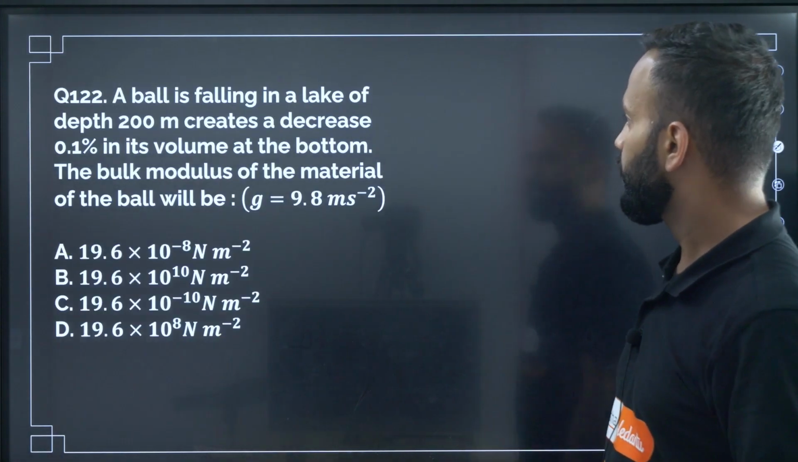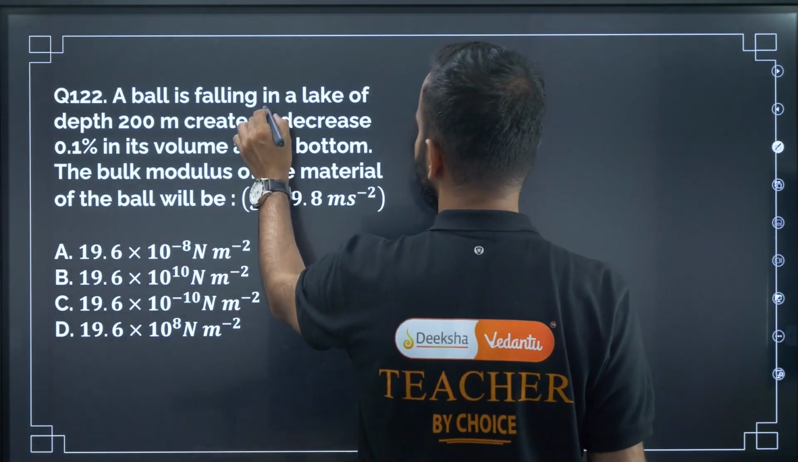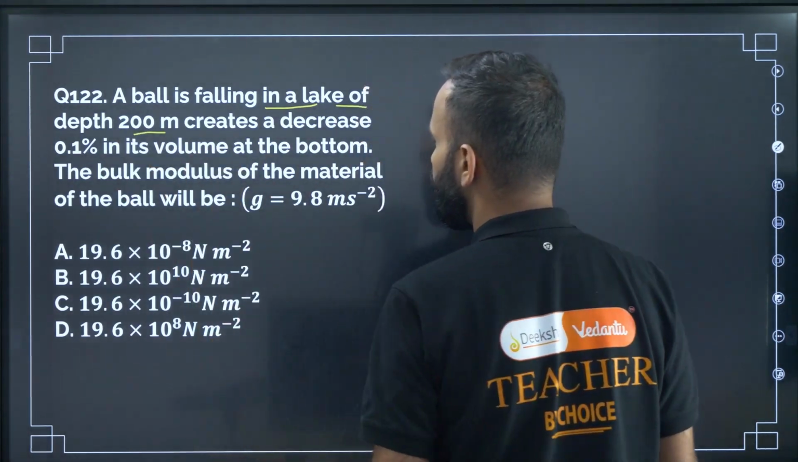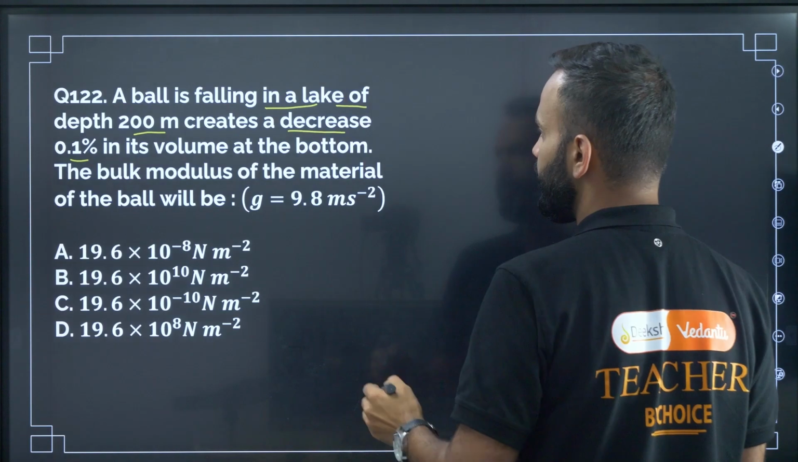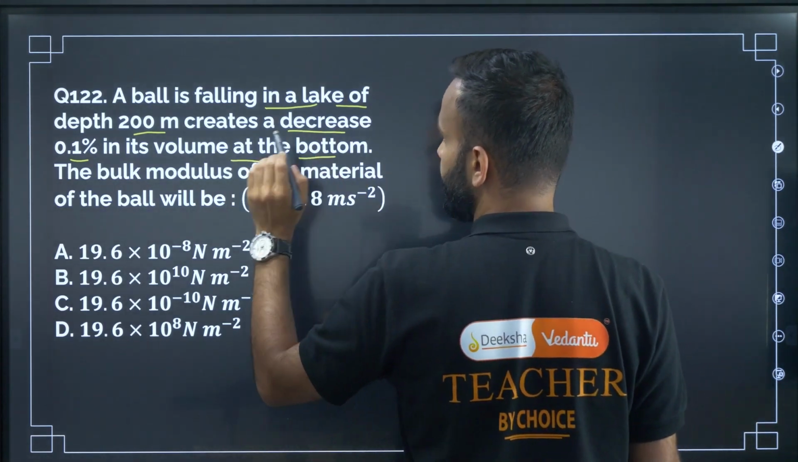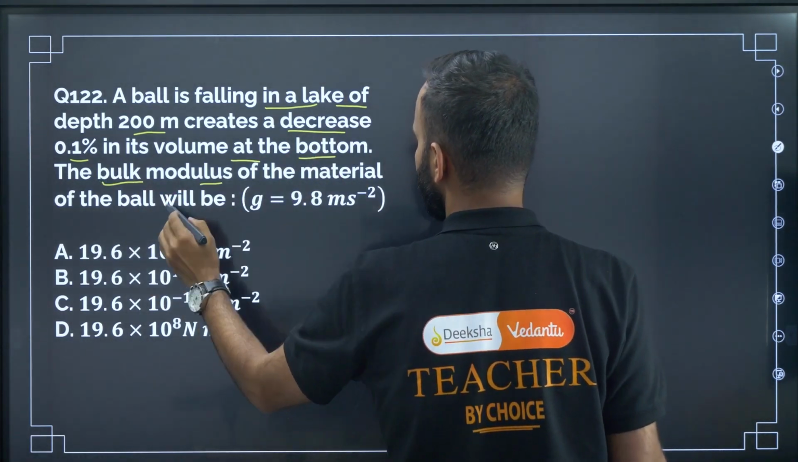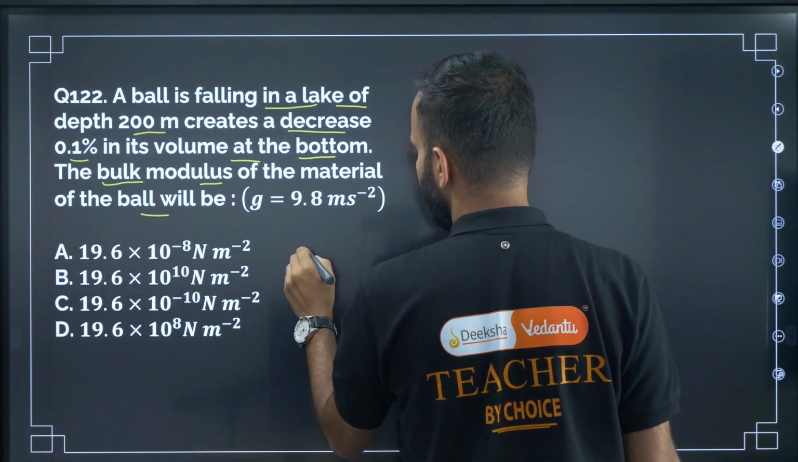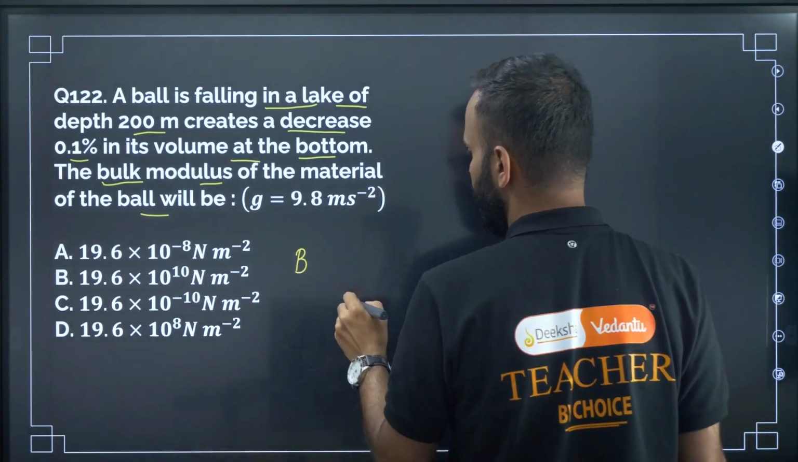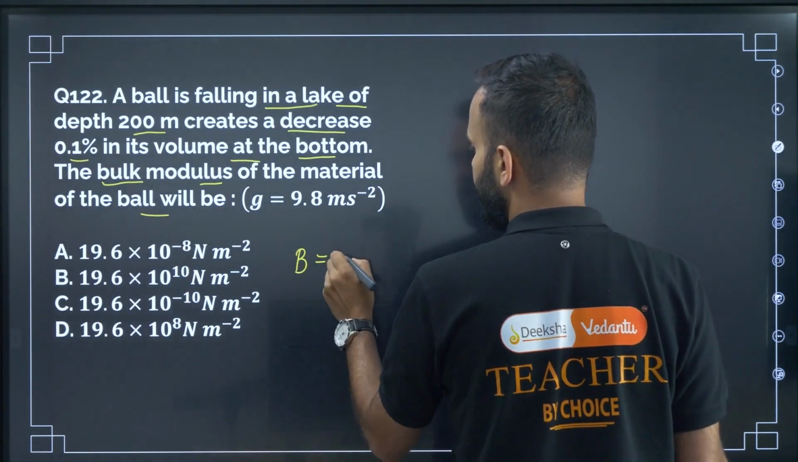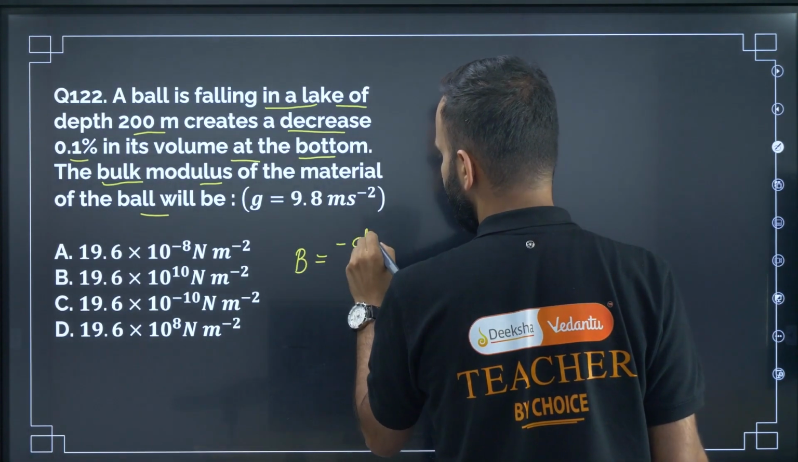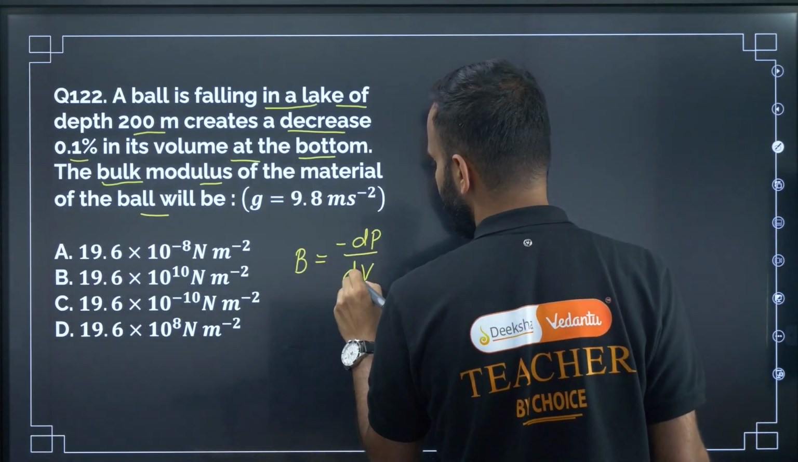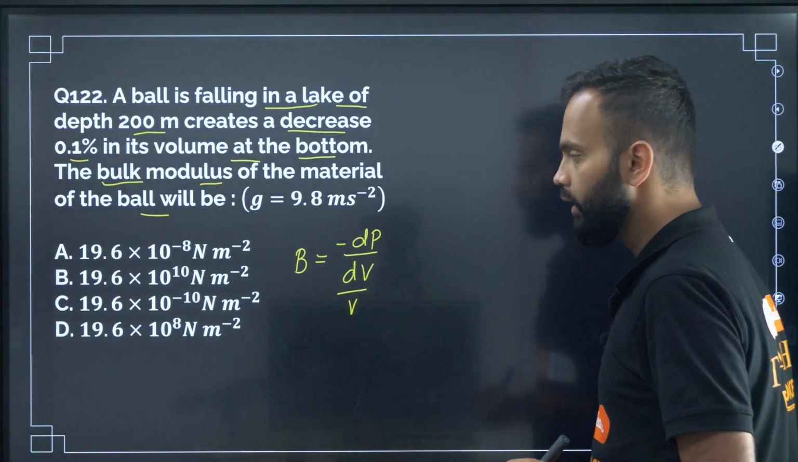Next question, question number 122. A ball is falling in a lake of depth 200 meter, creates a decrease of 0.1% in its volume at the bottom. The bulk modulus of the material of the ball will be. Here we need to find the bulk modulus of the material of the ball. So B equal to minus dP divided by dV by V. This is bulk modulus.